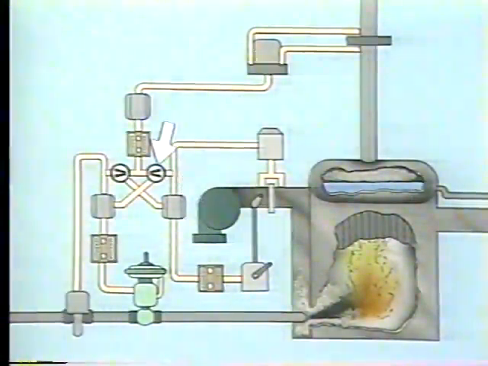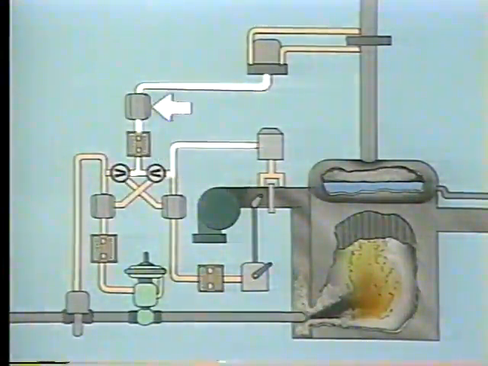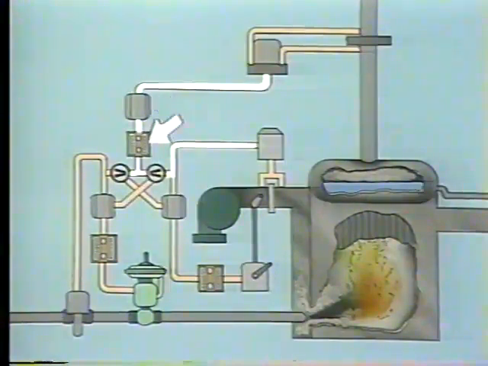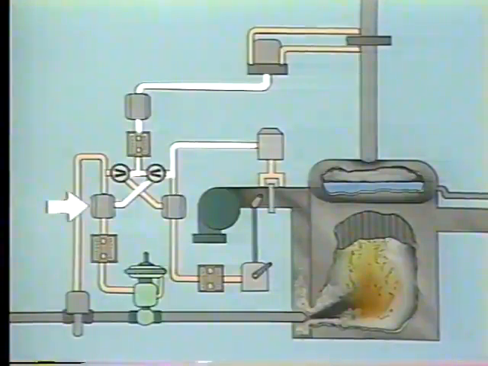This relay also receives two signals. One signal comes from the master controller through this hand auto transfer station. The other signal comes from the airflow transmitter. There is also one output from this relay. It is sent to the fuel flow controller.